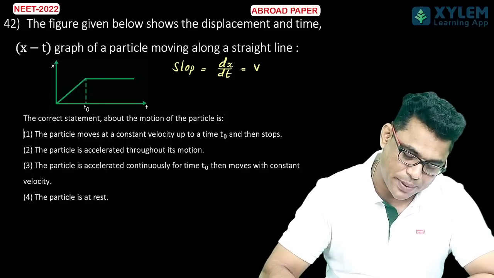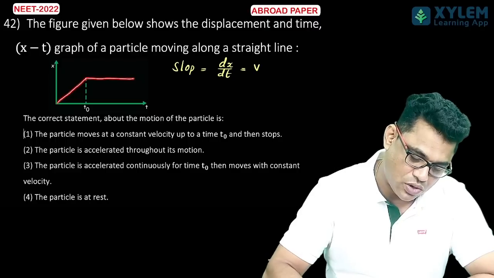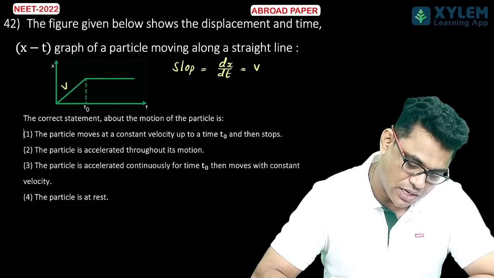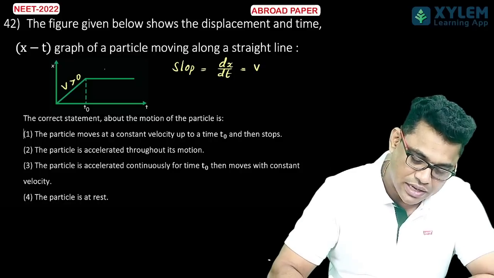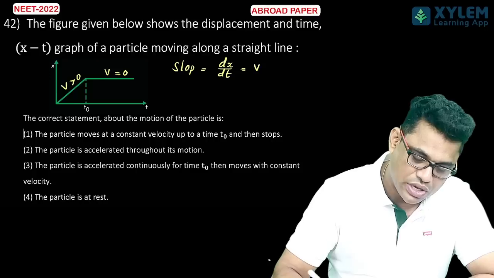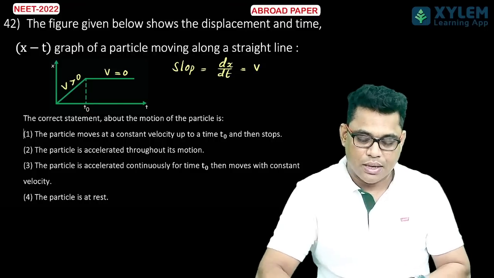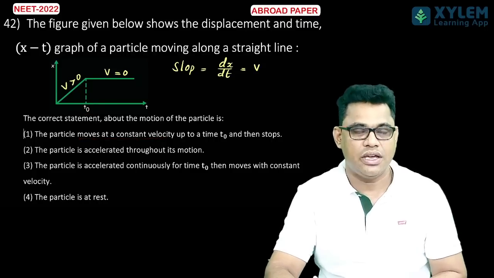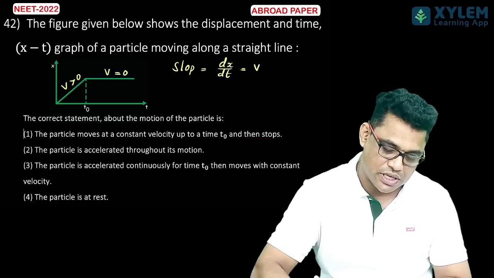Then think about the slope at different parts. Here the slope is constant and positive. Here the slope is 0. Isn't it? Here the slope is greater than 0, which is constant. And here the slope, which is the velocity, is 0. It tells you that up to t0, what does the particle do? The particle moves at constant velocity. After that, what does it do? After that, it stops. Therefore, the right option is 1.